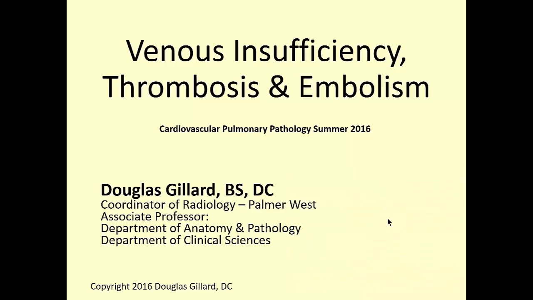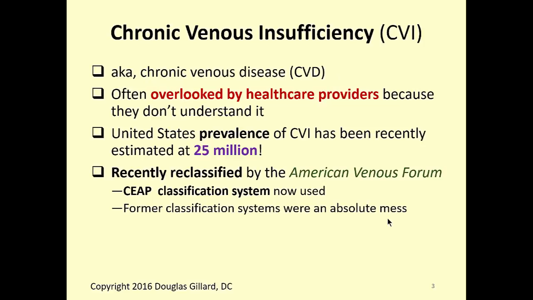So chronic venous insufficiency, thrombosis, and embolism. Some very important things. 2 of the 3 can kill you. So that's always interesting. So let's get going here. Talk about venous disorders first.